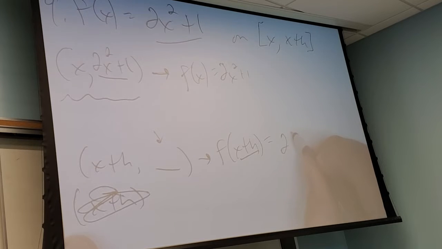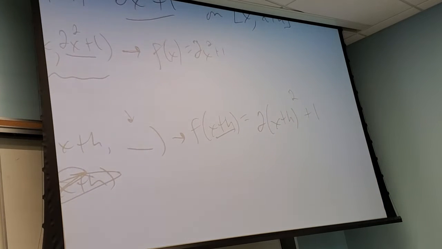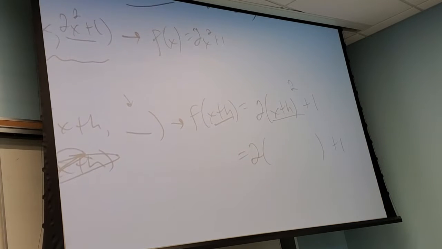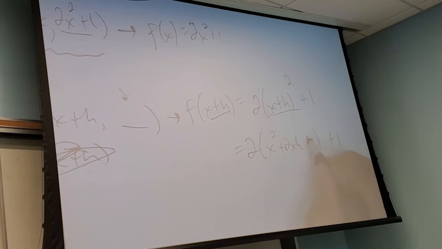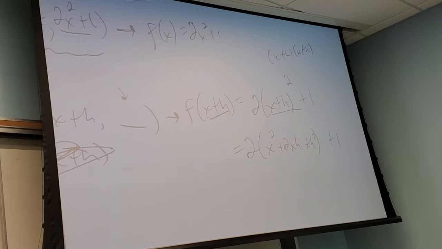2 times (x plus h) squared plus 1. So of course, somebody already said this, but I want to simplify that, right? So what do I get when I FOIL this? x squared plus 2xh plus h squared. If you can't see that, then you write x plus h twice, right? So you can see how to FOIL that. Is that cool?